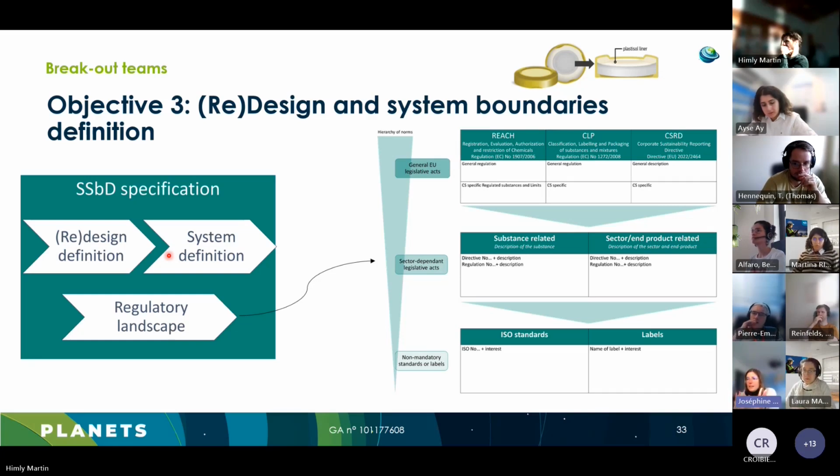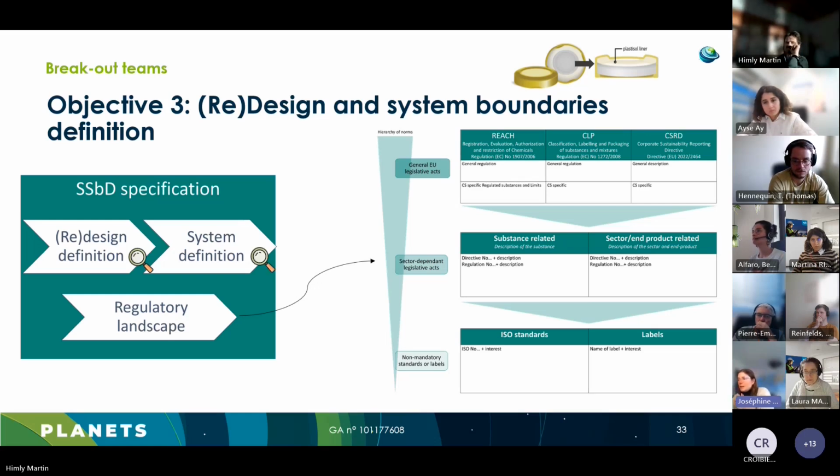And in this slide, I just want to briefly show you what IPC had in mind for the regulatory landscape. They will perform this scoping phase, so you are not in charge of doing that. They will contact you, of course, to collect information and so on, but this will be performed outside of the case study. Now we will focus on the redesign definition and the system definition.